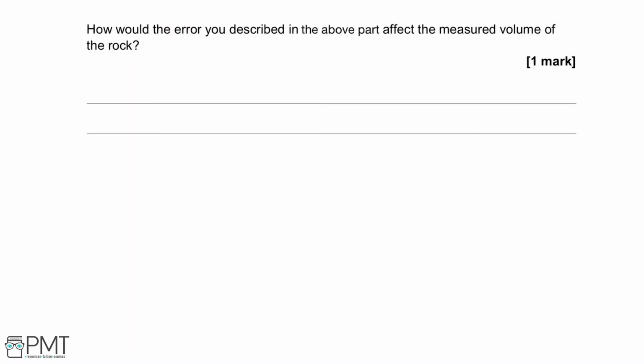For the final part of the question, how would the error you described in the above part affect the measured volume of the rock? So this question does depend on what you wrote in the last part. So our answer was that not all the displaced water was collected in the measuring cylinder. And so for that answer, that would mean that the volume would be lower.